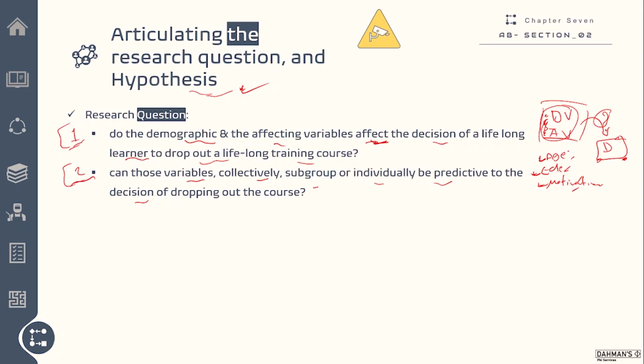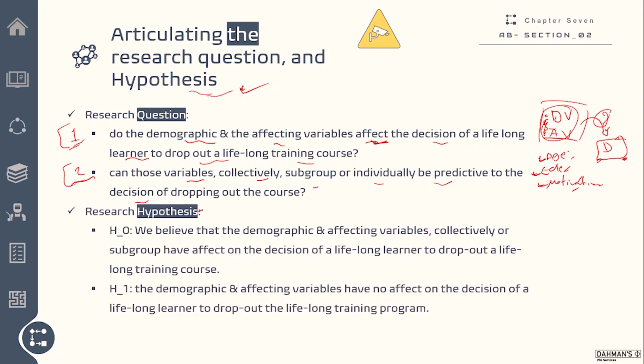Now, since the research questions are formally formed, we can go ahead and form the hypothesis. And this is a kind of complement, actually for academic purposes rather than only for the practical implementation. We have gone through details from academic perceptions. What is the definition of null and alternative hypothesis? So the null hypothesis is in there. We say that we believe that those demographic and affecting variables, collectively or as a subgroup, have an effect on the decision of a lifelong learner to drop out of the course.